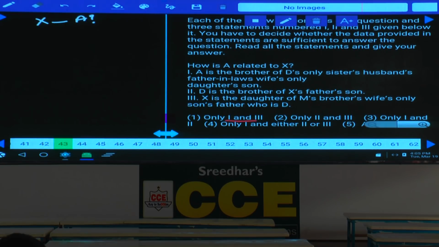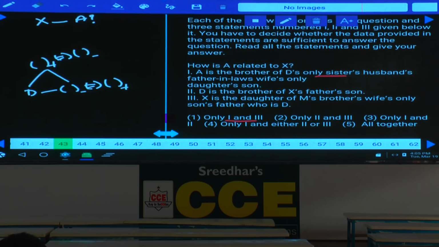A is the brother of whom? D's only sister's husband. D is here, D is having an only sister's husband. And A is the brother of D. A is the brother of D's only sister's husband's father-in-law. Husband's father-in-law, and the father-in-law's wife. Now, A is the brother of whom? The father-in-law's wife. Now, this is A. A is the brother of D's only sister's husband's father-in-law's wife's brother.